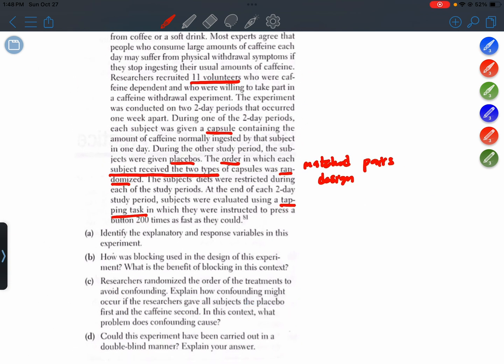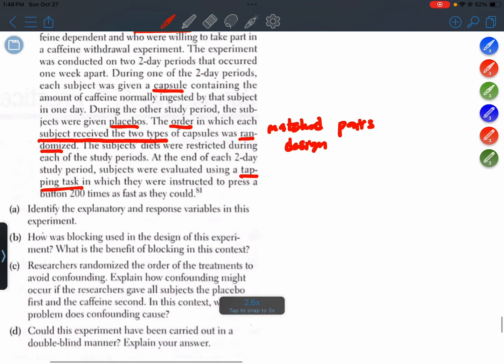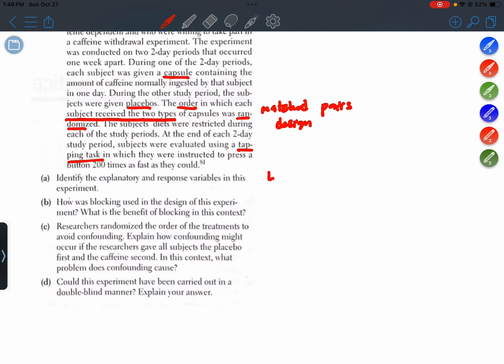All right, part A, identify the explanatory and response variables in this experiment. Okay, so the explanatory variable is the two capsules, caffeine and placebo. So the caffeine capsule and the placebo.